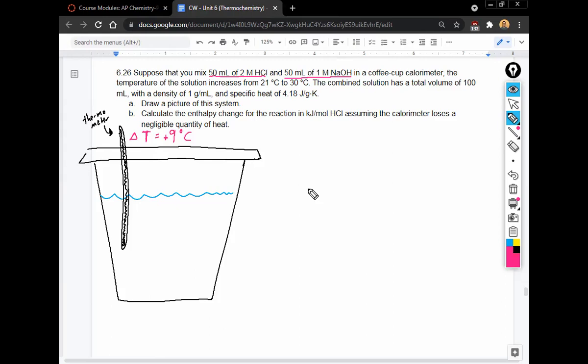So does that mean the reaction was exothermic or endothermic? Who thinks exo? Who thinks that the reaction releases energy? Who thinks it's endo, the reaction absorbs energy? Oh, okay, so let's think about that logically, okay? So the temperature of the water increased, right?